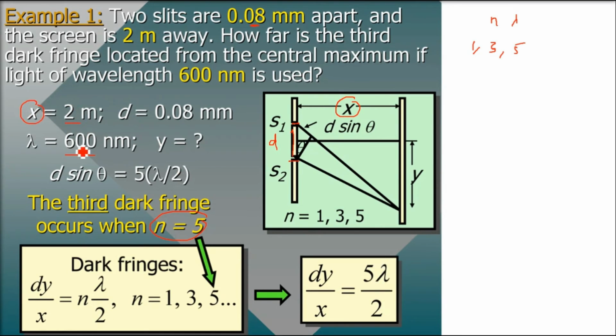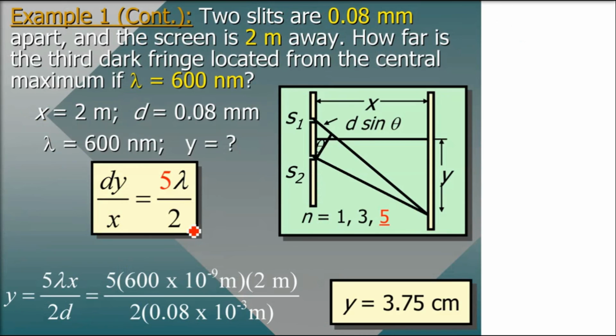Now we have x as 2 meter, we have d as 0.08 millimeter, lambda as 600 nanometer. We will find out the value of y. So put all the values. You have to convert everything into meter. Please remember, 2 meter is already 2 meter. Lambda is 600 nanometer. 1 nanometer is 10 to the power minus 9 meter. 1 millimeter is equal to 10 to the power minus 3 meter. So just multiply the required conversion and you will get y equals 3.75 centimeter.